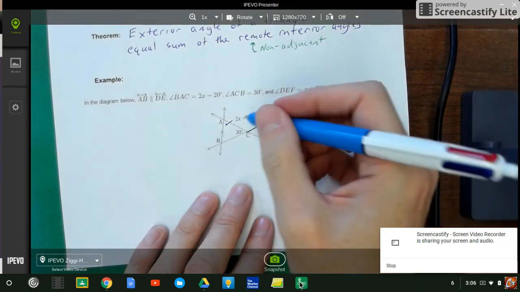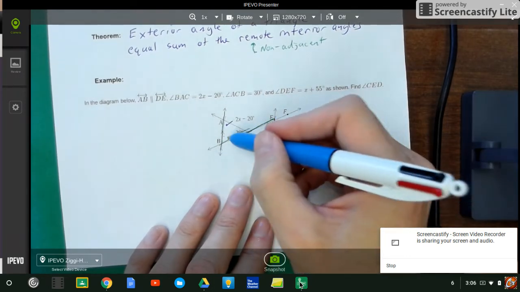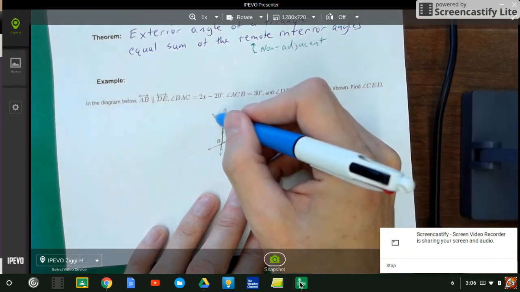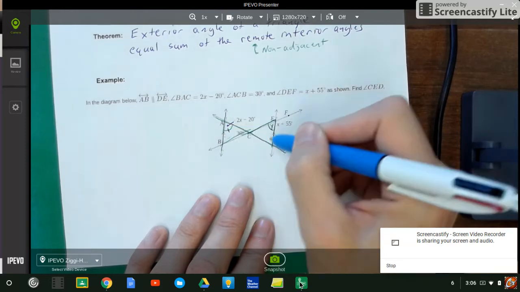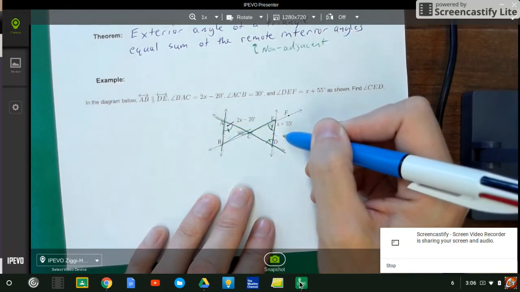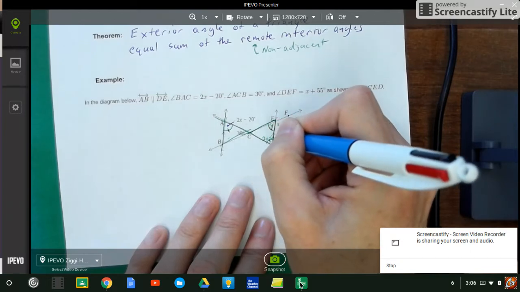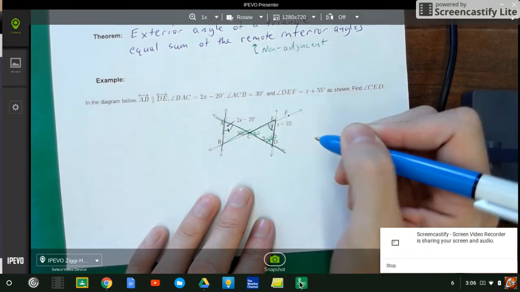Let me continue with this green. Here's another parallel line. There's a transversal. These two angles are alternate interior. Well, also, if I use this transversal, this angle and this angle are alternate interiors, which means they're equal. So this is 2x minus 20. These two angles are vertical angles, so that's 30.